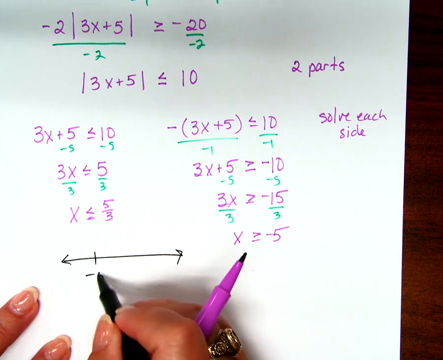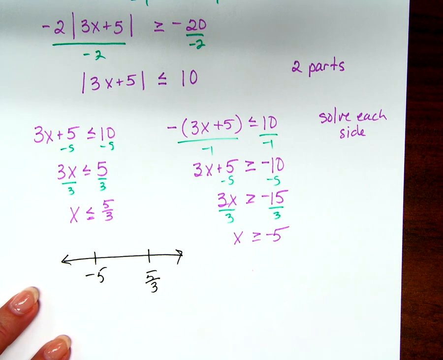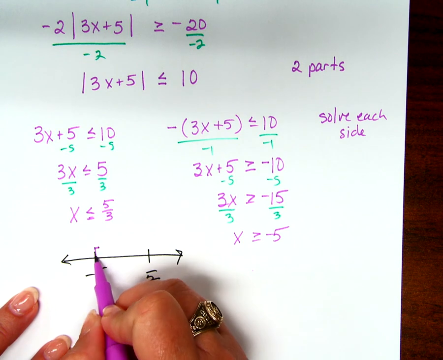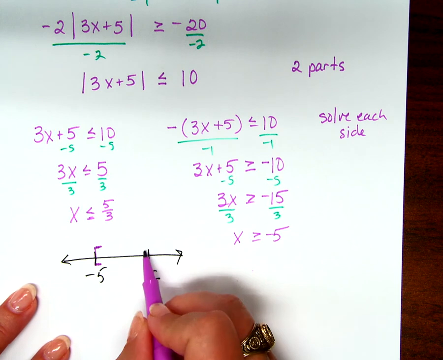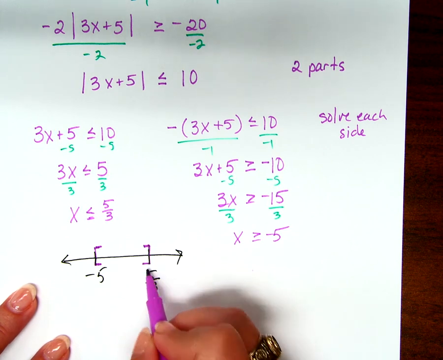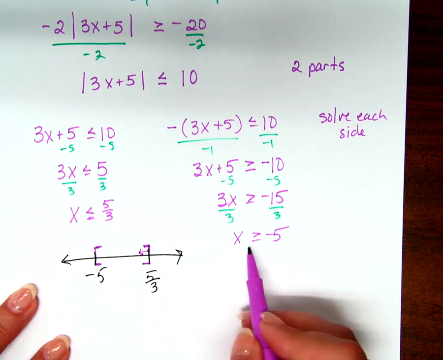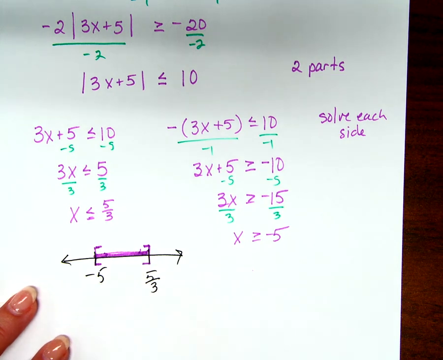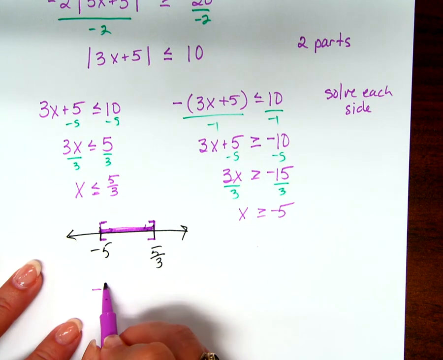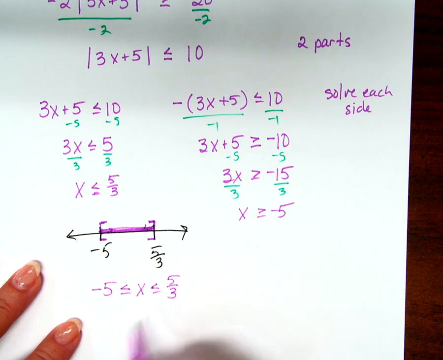So I've got -5 over here. I've got 5/3 here. And I realize what goes on the 5/3? A bracket. What goes on the -5? Oh, dang, I put it on the wrong side. It's still a bracket though, right? Sorry. 5/3 is first. -5 is second. It's less than 5/3 and it's greater than -5. So what kind of statement was this? That's an and statement, right? Since it's an and statement, I can write my answer as -5 is less than or equal to x is less than or equal to 5/3.